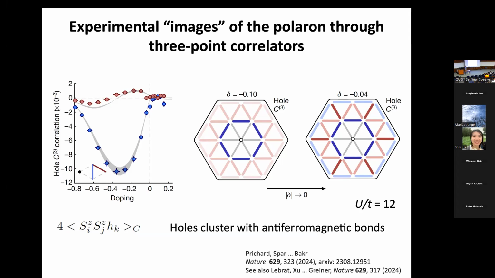What you find is, you look at this connected 3-point correlation function where you're asking, how does the dopant disturb the background magnetism? And the result we see is that around the hole dopant, as we reduce the doping more and more, we observe the formation of this magnetic polaron, where there are antiferromagnetic bonds forming right around the hole dopant. That's the blue color. And further out, they turn to red.